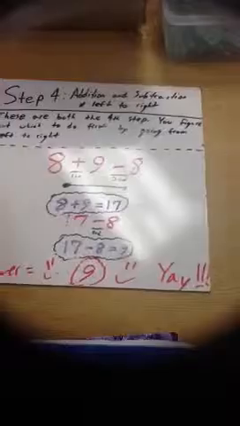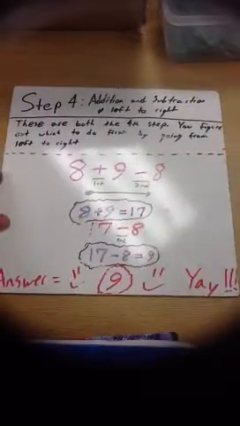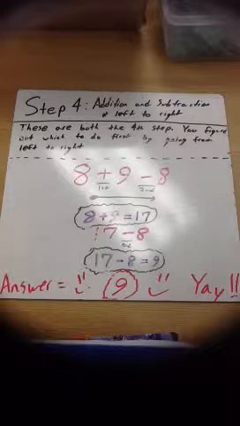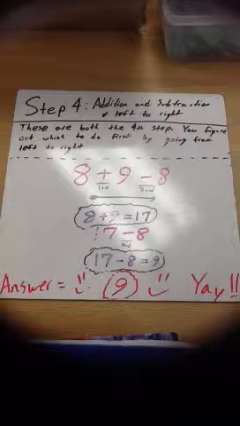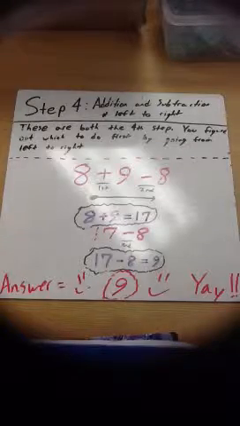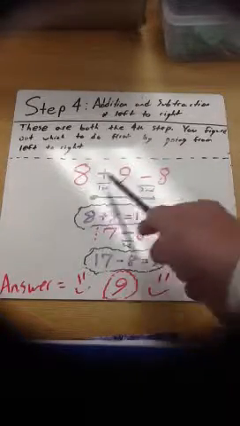All right, let's move on to step 4. Step 4, addition and subtraction. Aunt Sally, from the left to the right, left of the room. These are both step 4, just like step 3. You figure out which to do first by going from the left to the right. So I underlined all the addition and subtraction ones. There are 2 of them.